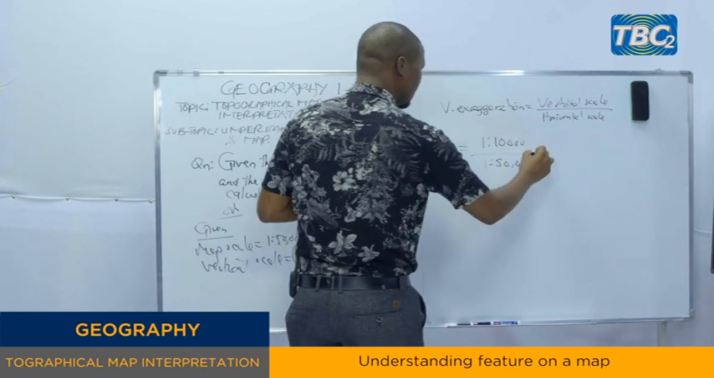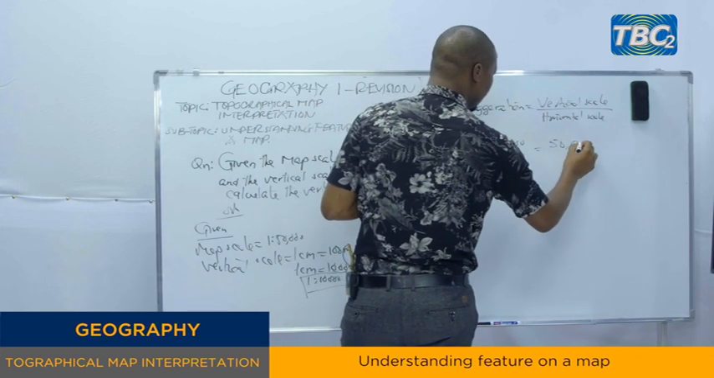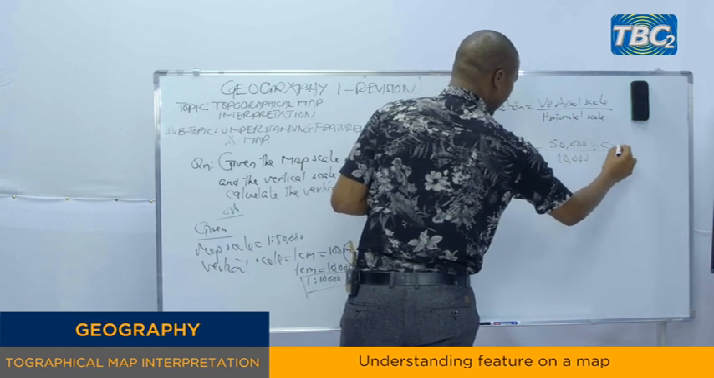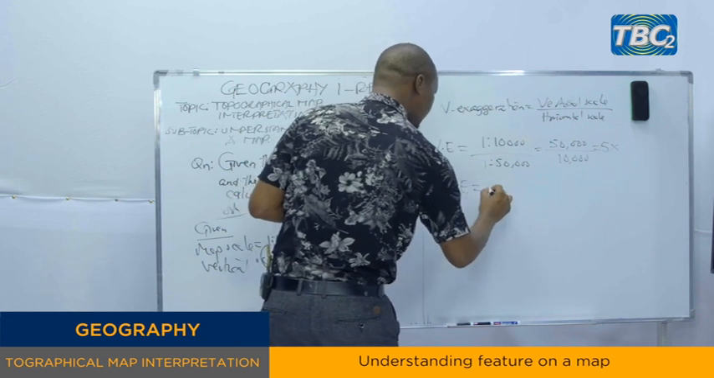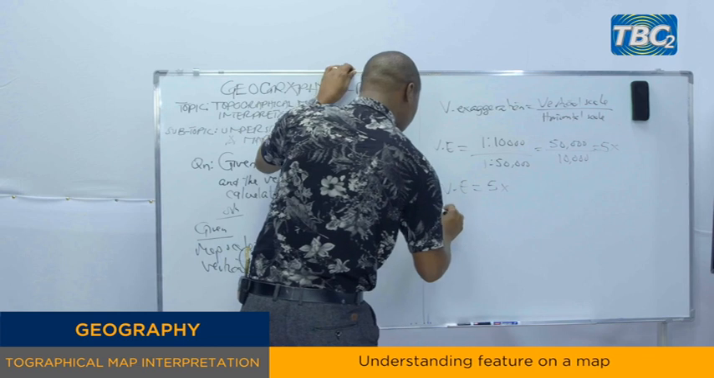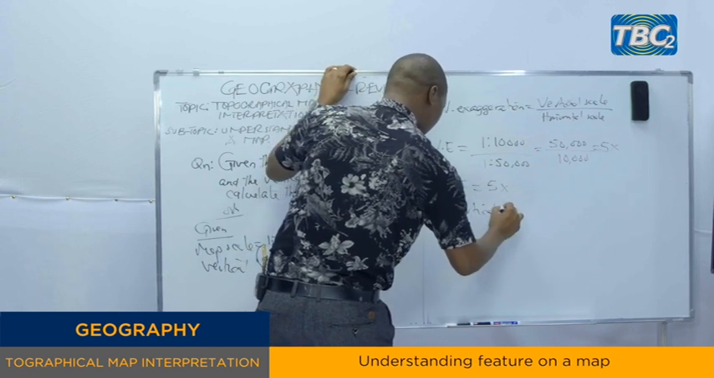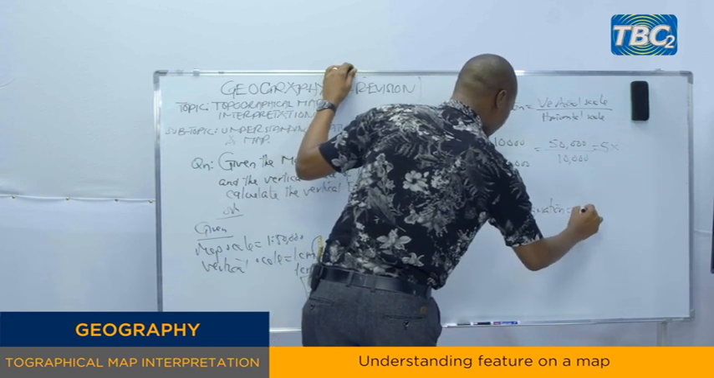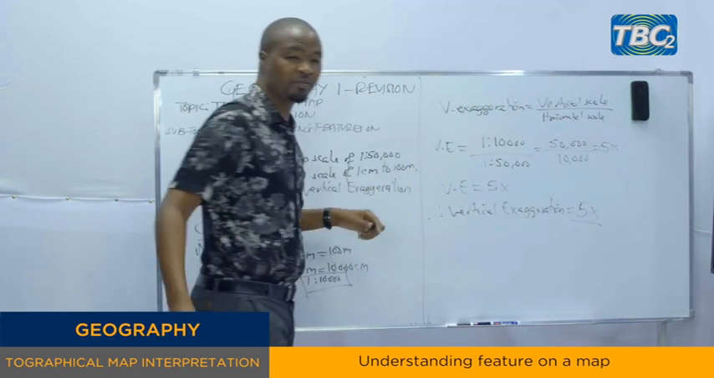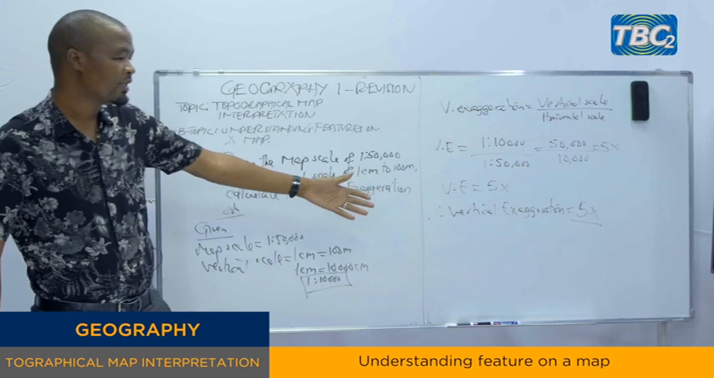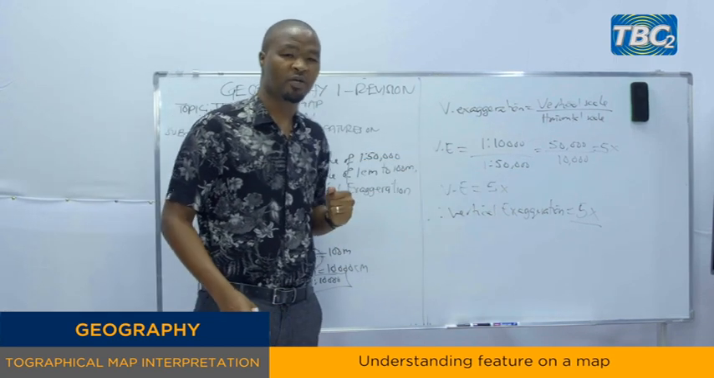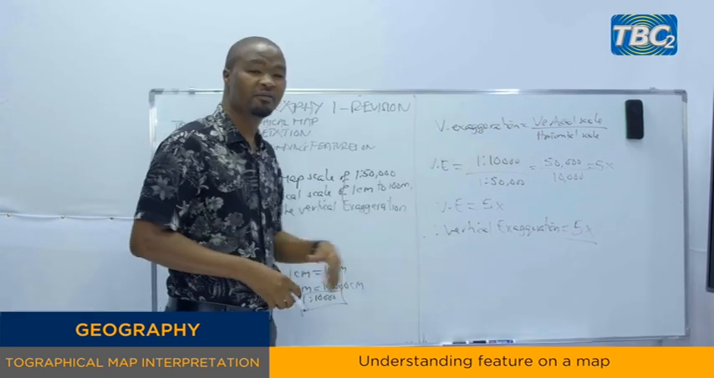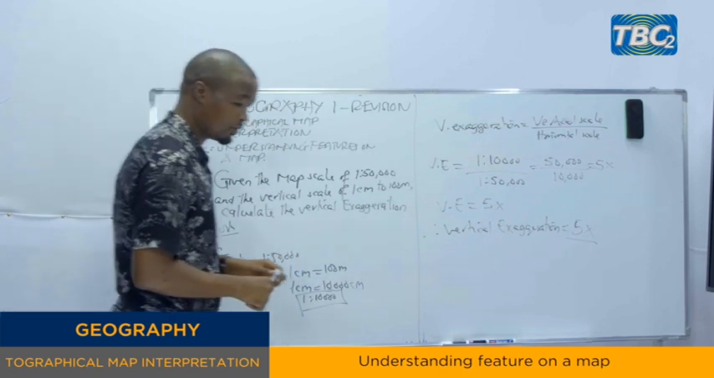1:50,000. So it is equal to 50,000 divided by 10,000, which is equal to 5 times. It means the vertical exaggeration is equal to 5 times. What does it mean? It means that the vertical scale is larger than the horizontal scale 5 times, or the horizontal scale is smaller than the vertical scale by how many times? By 5 times. Okay, let's see another question.